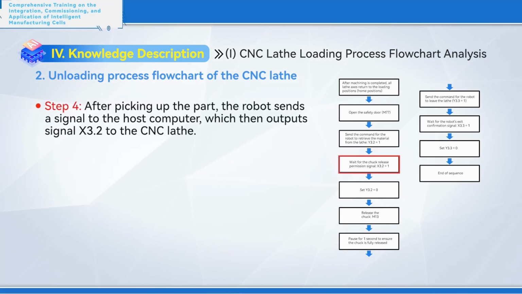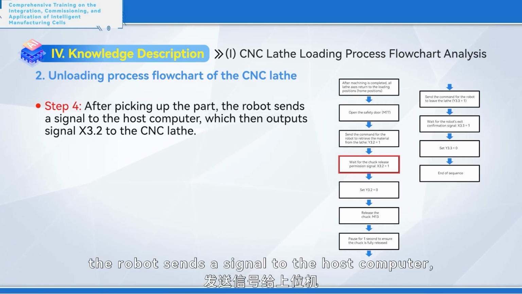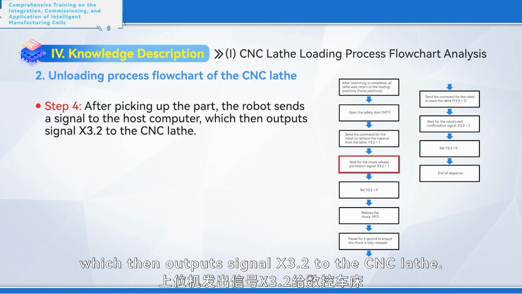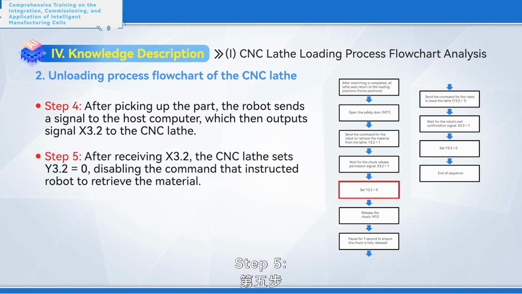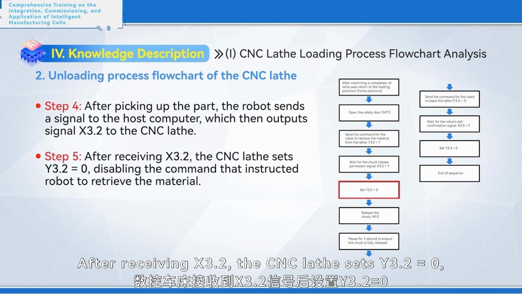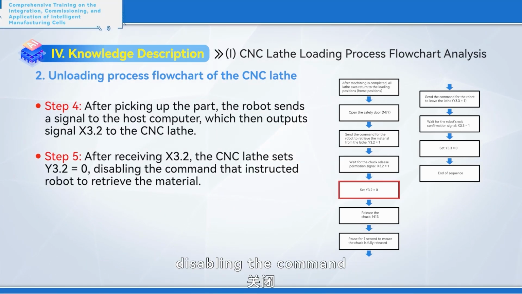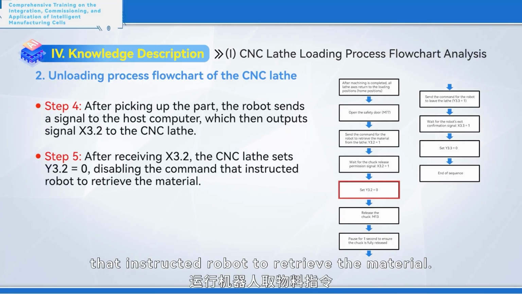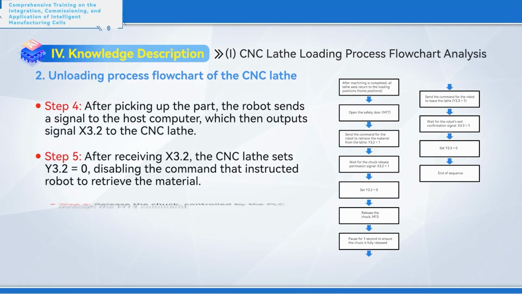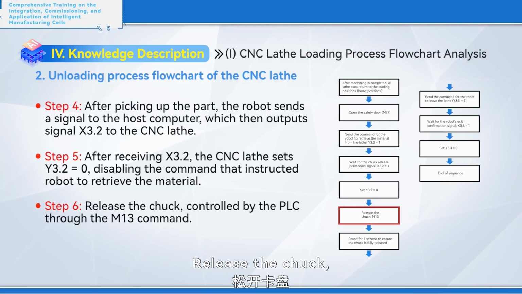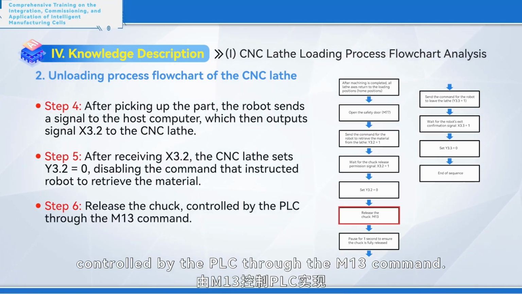Step 4. After picking up the part, the robot sends a signal to the host computer, which then outputs signal X3.2 to the CNC lathe. Step 5. After receiving X3.2, the CNC lathe sets Y3.2 equals 0, disabling the command that instructed the robot to retrieve the material. Step 6. Release the chuck, controlled by the PLC through the M13 command.